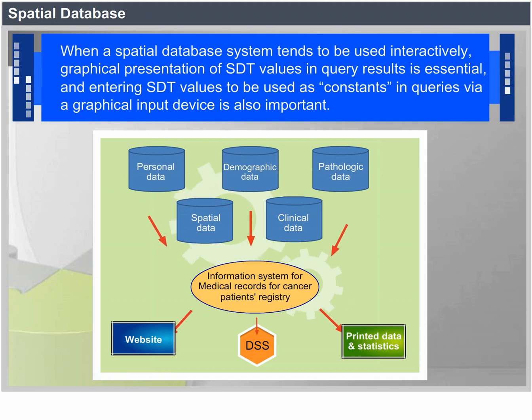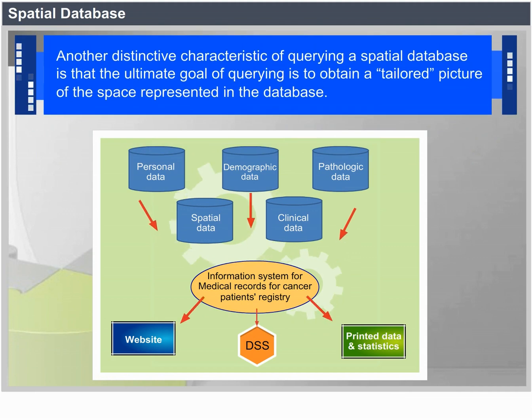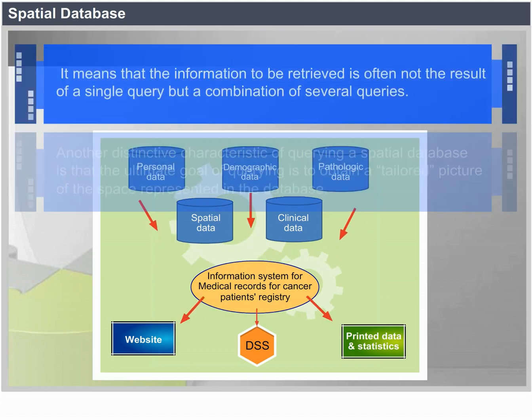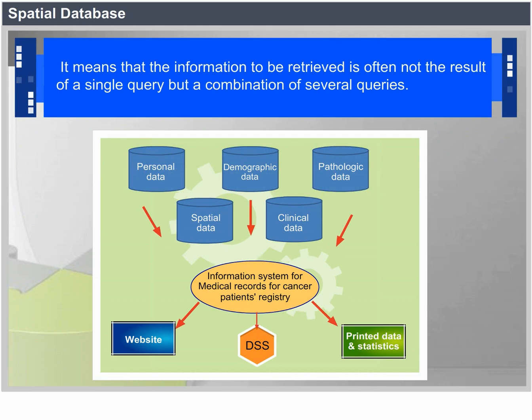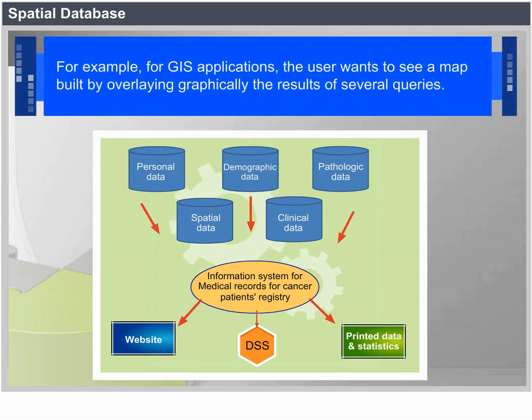Besides graphical representation of SDT values, another distinctive characteristic of querying a spatial database is that the goal of querying is in general to obtain a tailored picture of the space represented in the database, which means that the information to be retrieved is often not the result of a single query, but rather a combination of several queries. For example, for GIS applications, the user wants to see a map built by overlaying graphically the results of several queries.